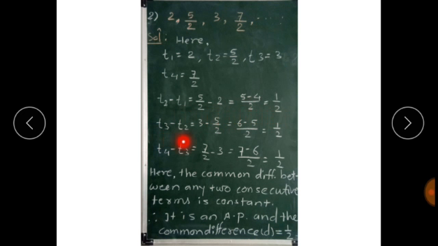T3 minus T2. T3 is 3 minus 5 upon 2. It will give us 6 minus 5 upon 2, which is again 1 upon 2. Similarly, T4 minus T3, 7 upon 2 minus 3, 7 minus 6 upon 2 by taking LCM, which is equal to 1 upon 2. Here, the common difference between any two consecutive terms is constant. Therefore, it is an AP and the common difference is 1 upon 2.